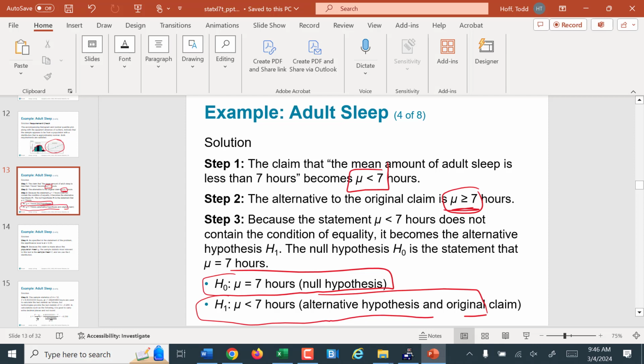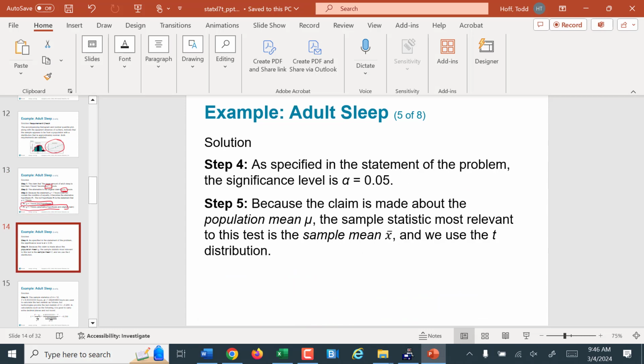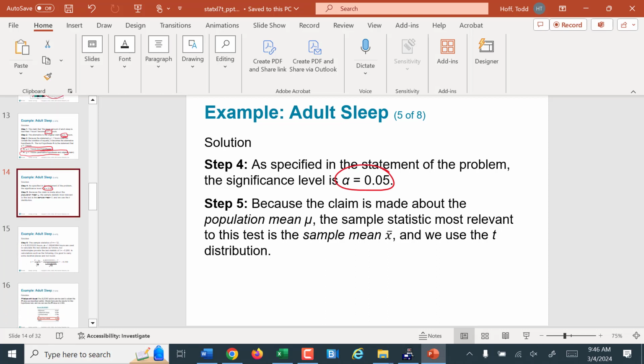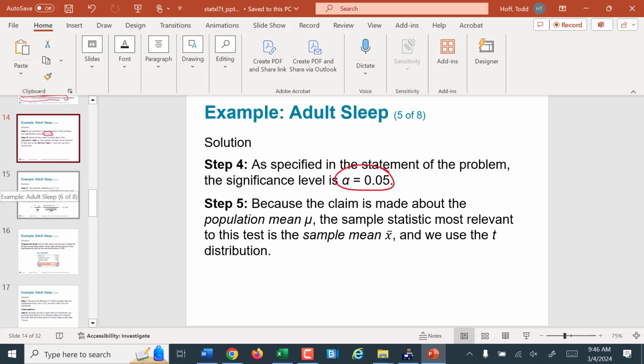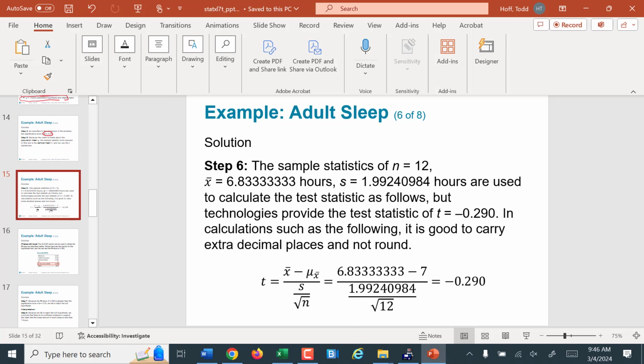which is our original claim, and we're trying to gather evidence in favor of our original claim, or to reject the opposite of our original claim. So, as specified in the problem, we're dealing with alpha of 0.05 level of significance. And because the claim is made on a population mean, the sample mean is going to be an unbiased estimator of that. So we can do a test on the sample mean.